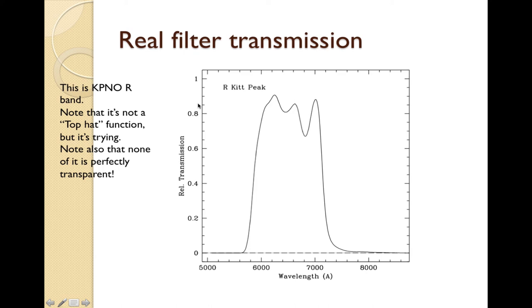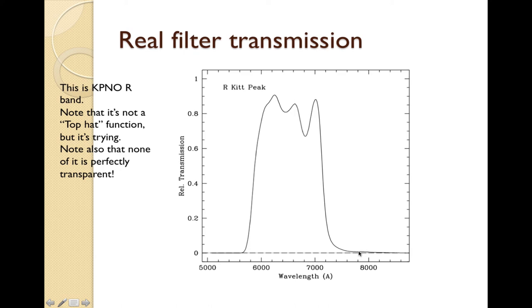It's trying, but note also that you're always going to lose some light. They try really hard to make sure it transmits as much light as possible, but you're always going to lose some light when you go through a transmission curve. And then here it's not flat. They're letting some wavelengths in and blocking more of some other wavelengths. And then it's trying really hard to fall flat, but look at that long tail.